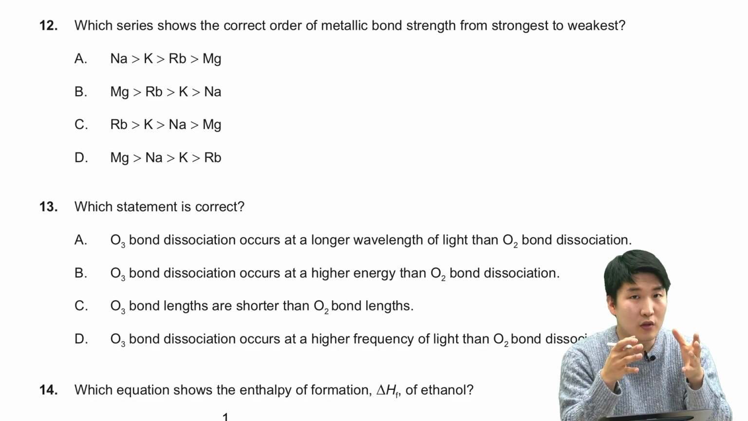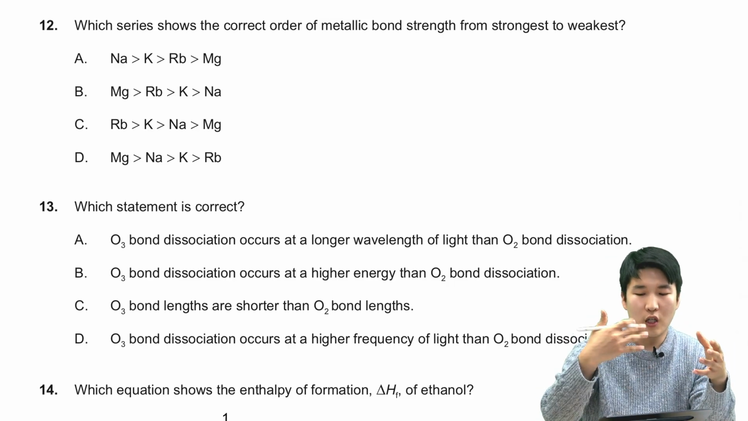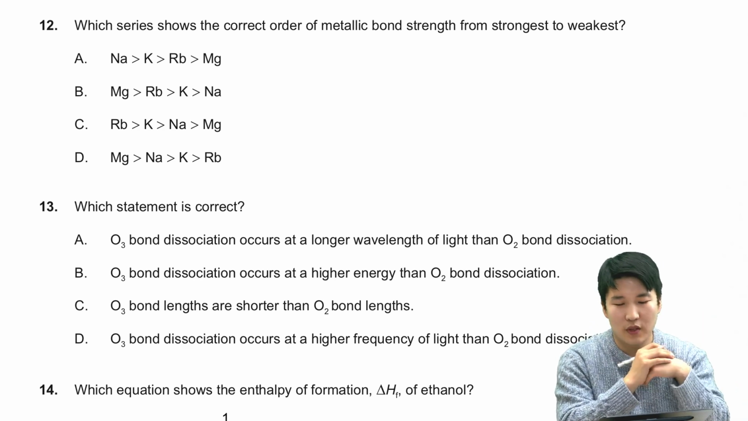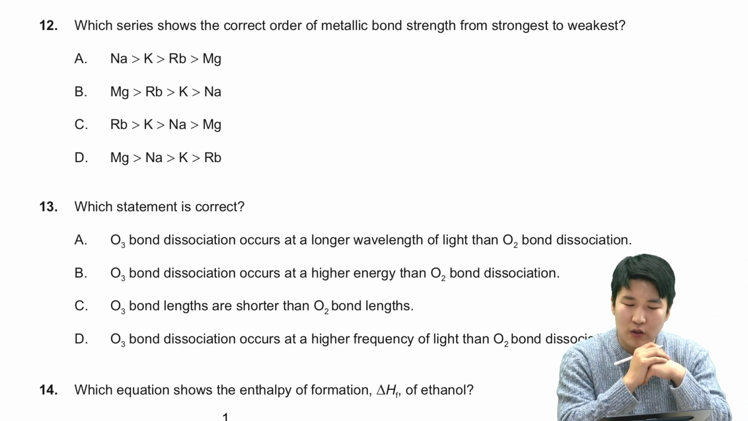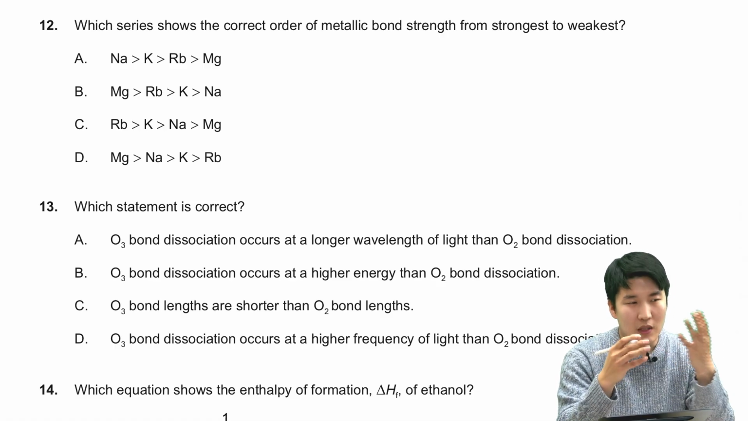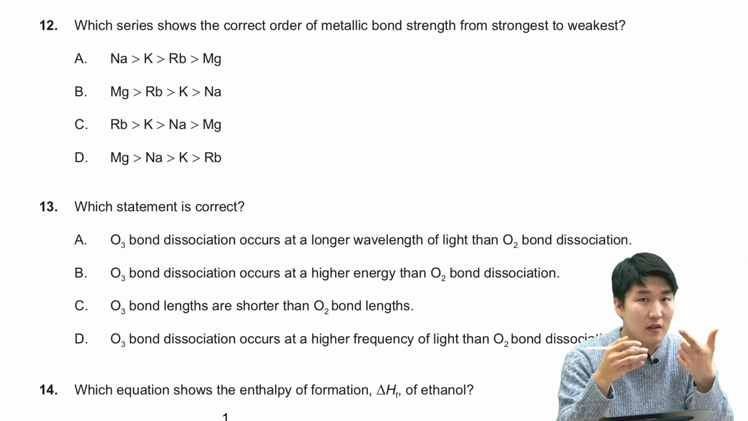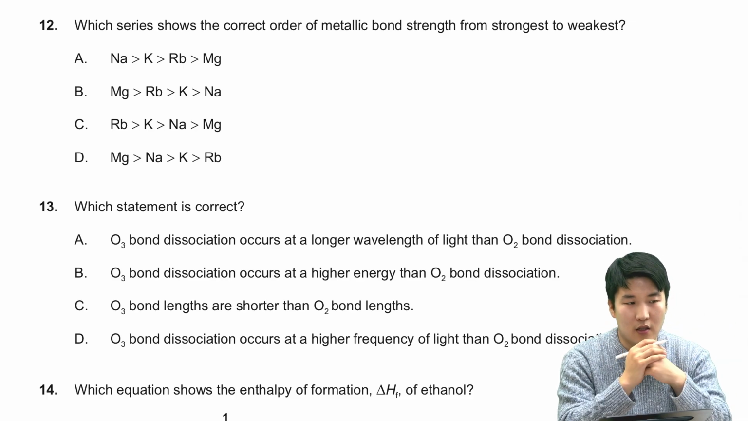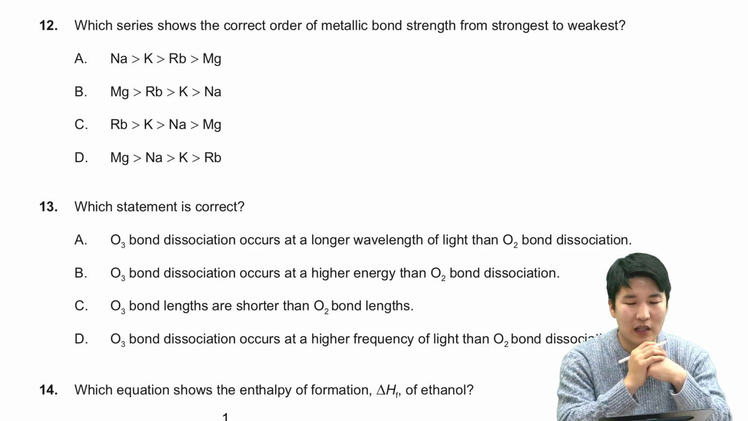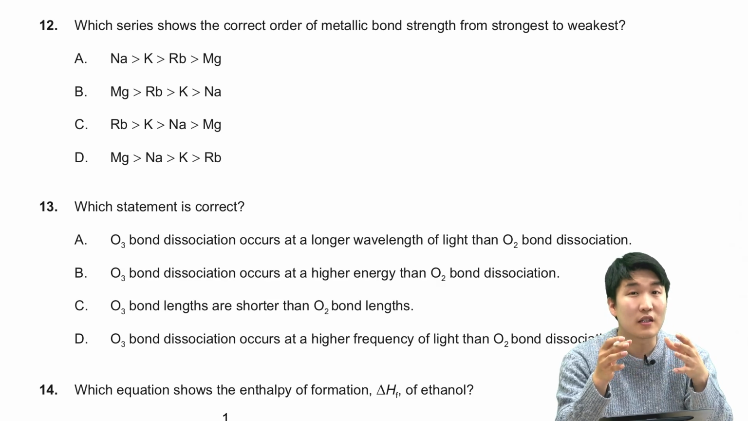How does metallic bond strength change between groups? Down the group, up the group, and how does group 1 metallic bond compare with group 2. Metallic bond is affected by two factors. First being the ionic charge of the metal ions in the lattice, as well as the ionic radius.